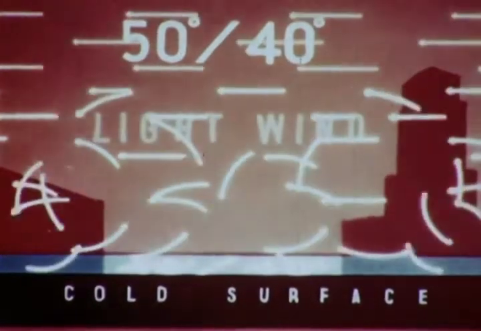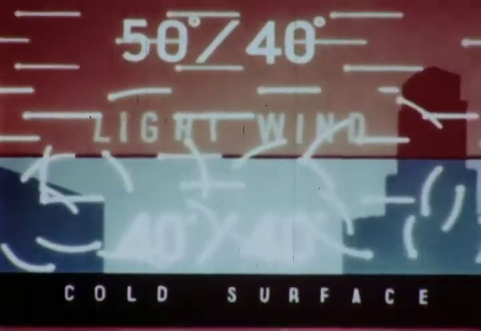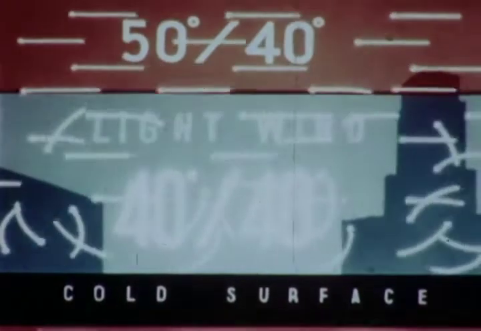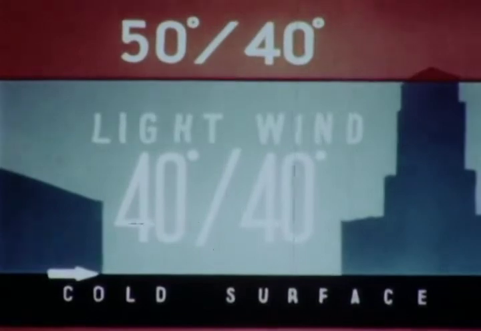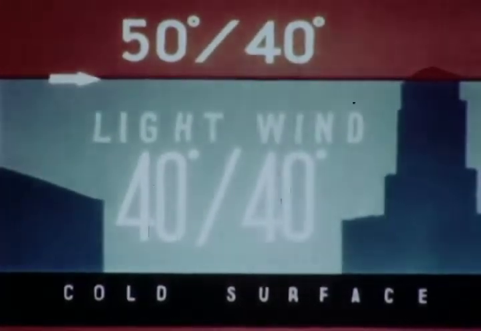Under the same conditions, but with a wind velocity of from 2 to 5 knots, the cold air is lifted mechanically to higher levels by the action of the wind. This distributes the cooling through a deeper layer and may result in a deep fog formation.